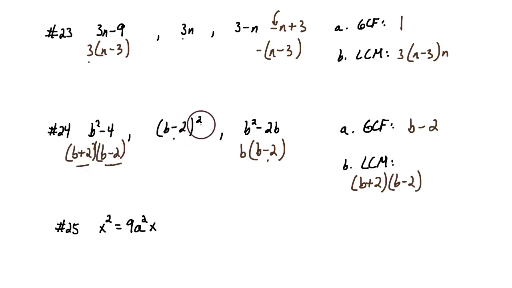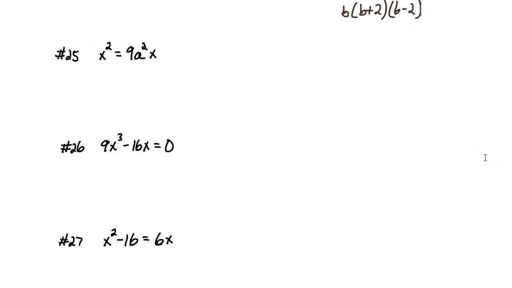Now looking here in the middle, we notice that writing a b minus 2 only once is not enough of them. We need 2 of them. So let's give it an exponent. And then looking over here, we've already got the b minus 2, but we don't yet have a factor of b. So let's toss a b onto the front end of that. Here is our LCM.